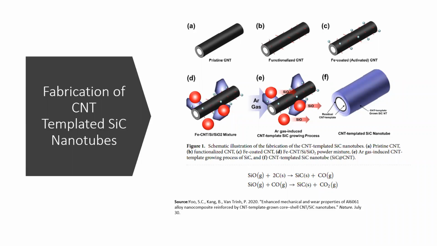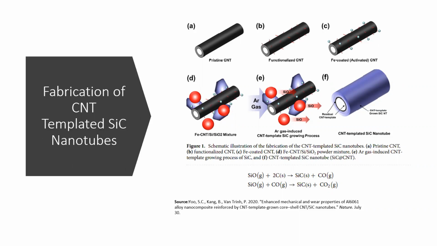CNT is coated with iron first. Iron nanoparticles on the surface of CNTs aid the chemical reaction between silicon oxide gas and carbon. Carbon dioxide forms in this reaction, which is carried away by argon gas flow. Silicon dioxide is formed as a layer on the outermost surface of the nanotube.